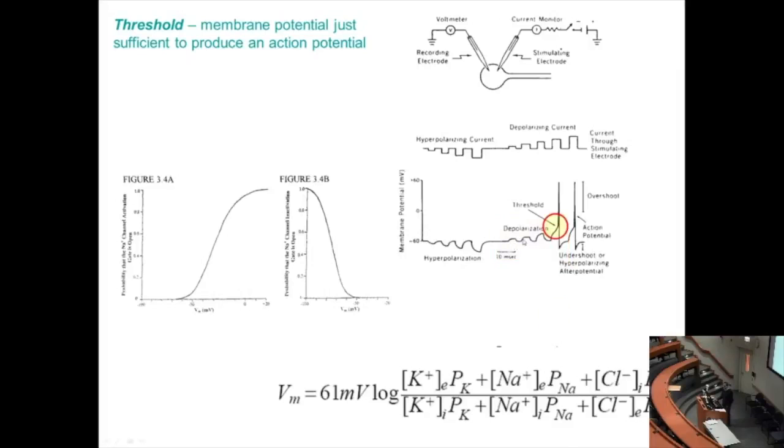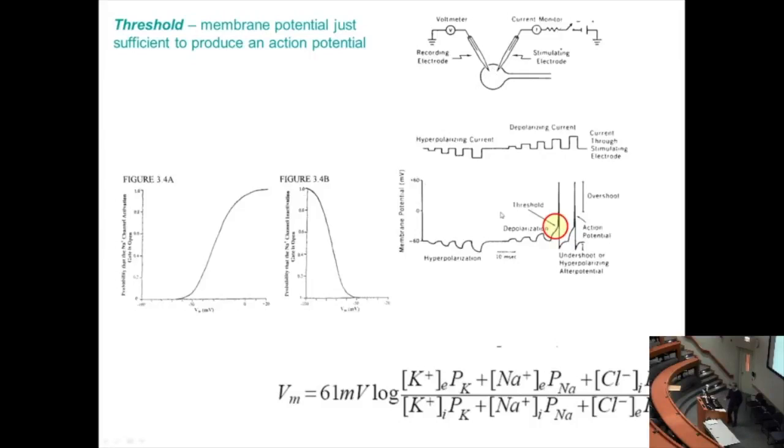And then I can inject a little bit more positive charge, depolarize it a little bit more, still not enough, falls back to rest. A little bit more, still not enough, didn't open enough sodium channels, it falls back to rest. And now I finally inject enough positive current to hit threshold, and I generate this action potential here. So that is the threshold potential for this nerve, okay?